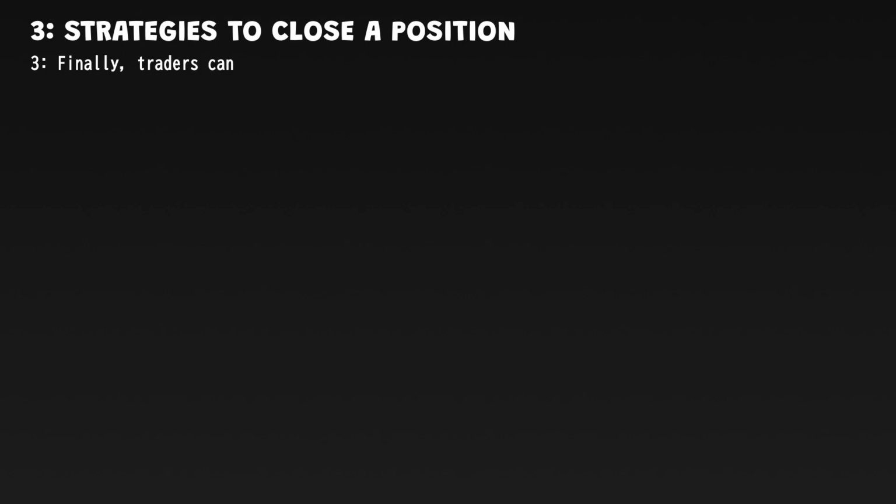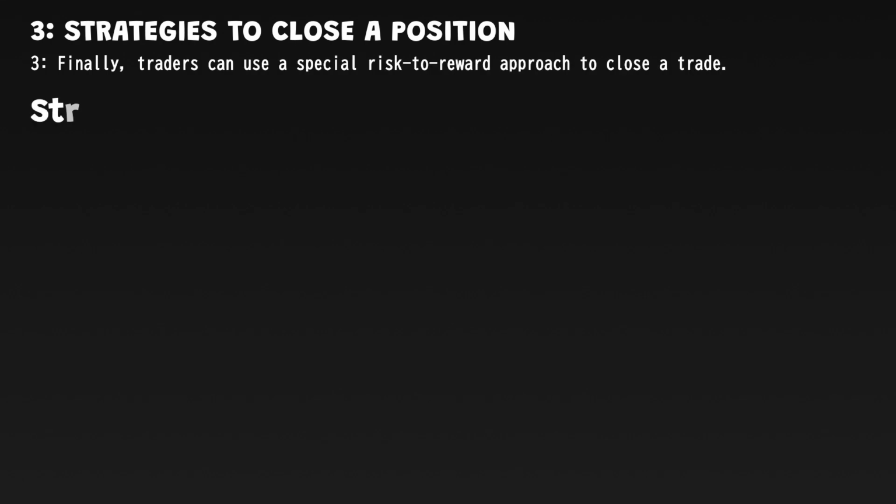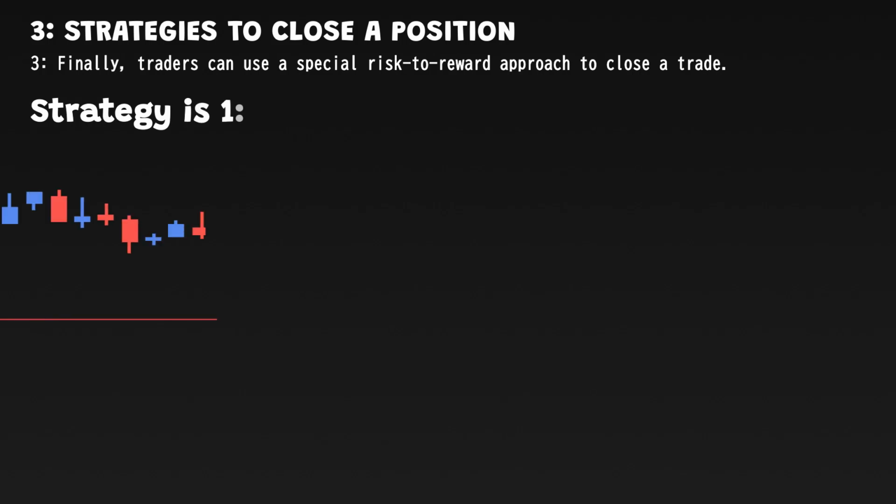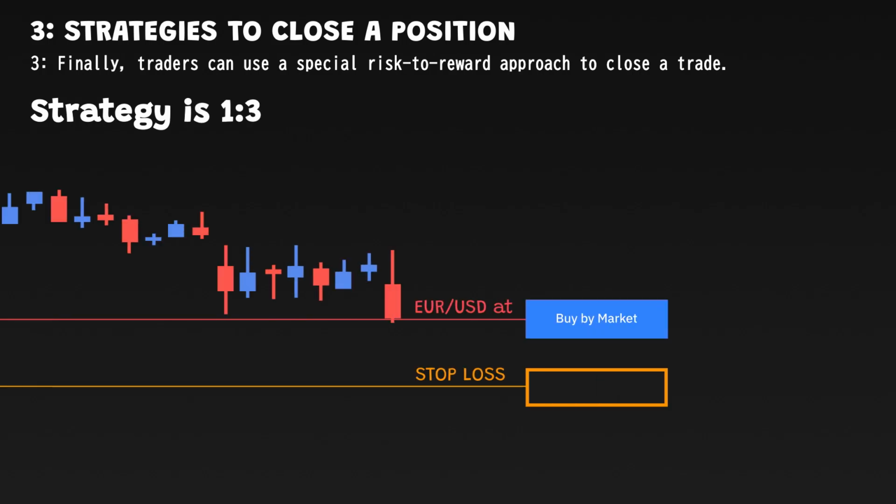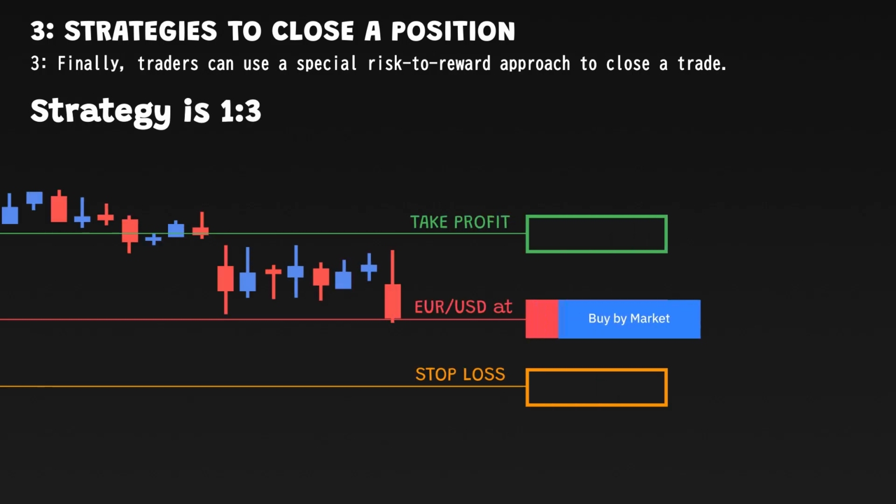3. Finally, traders can use a special risk-to-reward approach to close a trade. The most popular strategy is 1 to 3, which means that you put at risk 10 pips and can gain 30 pips. Let's make some basic calculations. If you buy euro to US dollar at 1.1400, then you can put a stop loss at 1.1390 and take a profit at 1.1430.